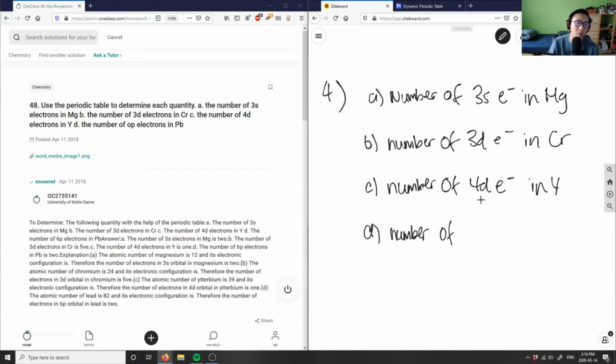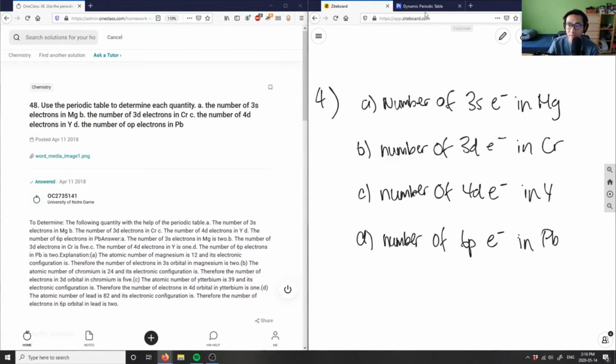OP. What's OP electrons here? I'm looking at the answer, and I think it's asking for 6p here. So let me say 6p in lead here. Okay, so let's look at the first one here.